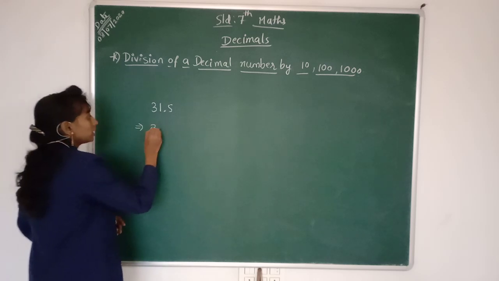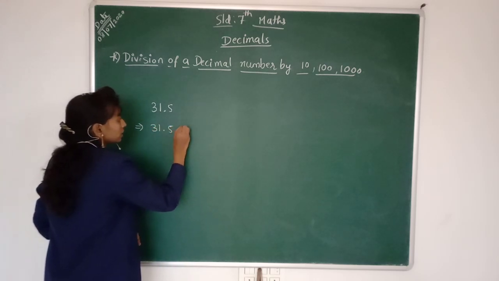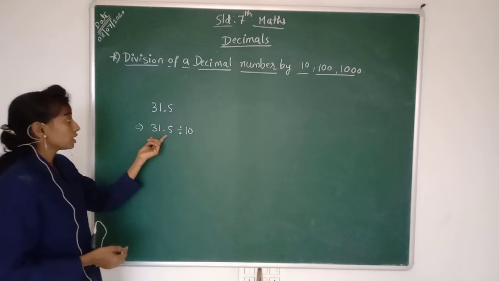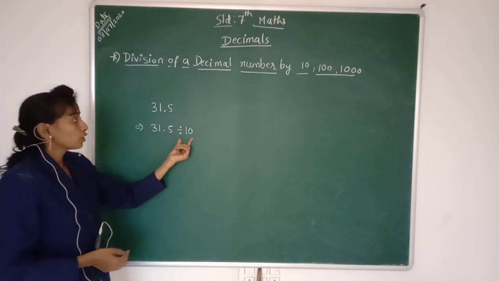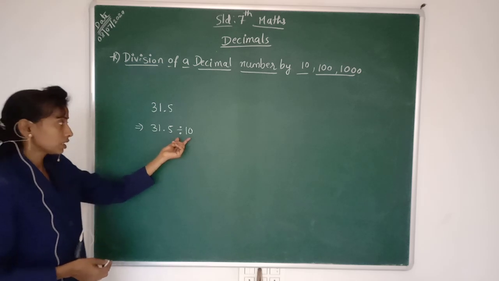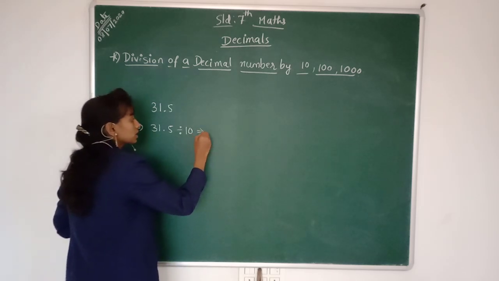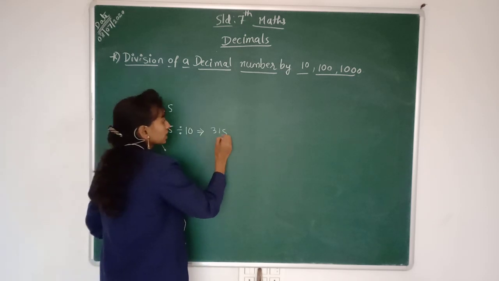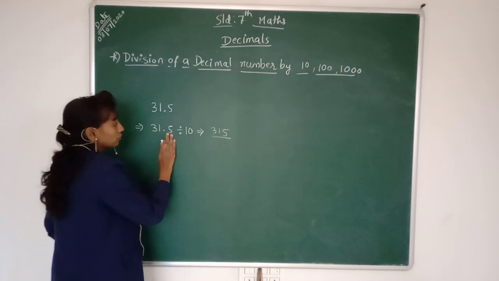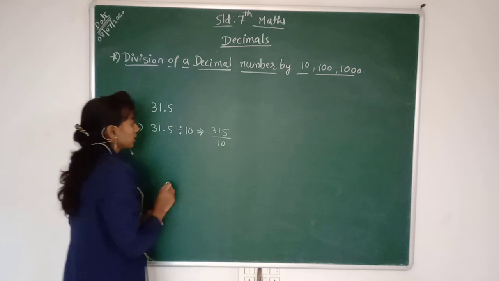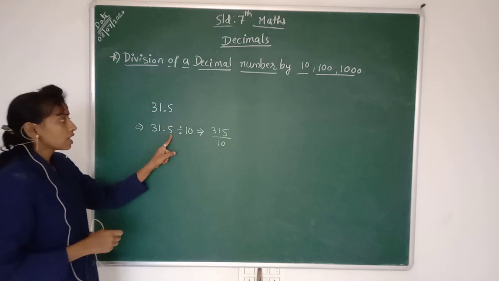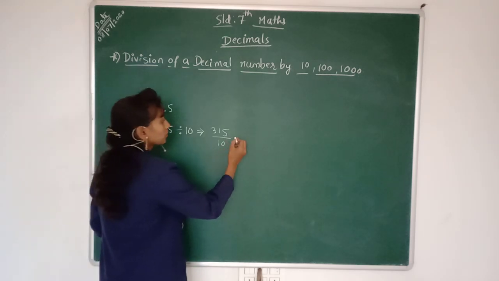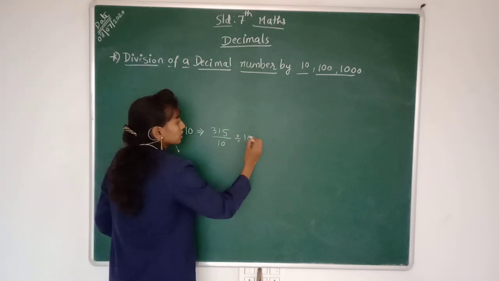So first I will divide by 10. The decimal number 31.5 I am going to divide by 10. So I am first writing that decimal number in fraction form, that is 315 divided by 10. After the decimal point we have 1 digit, so I am adding 1 zero in the denominator. Divided by 10, keep as it is.